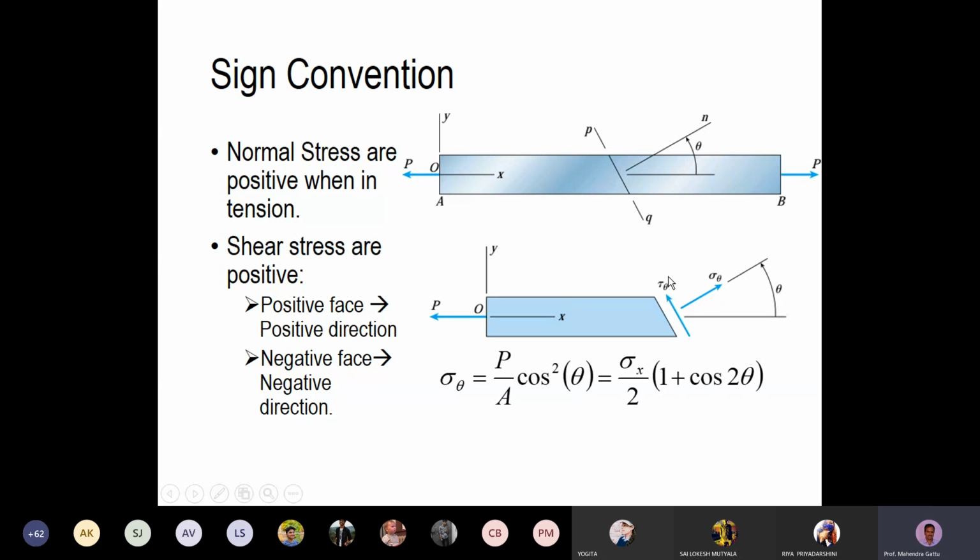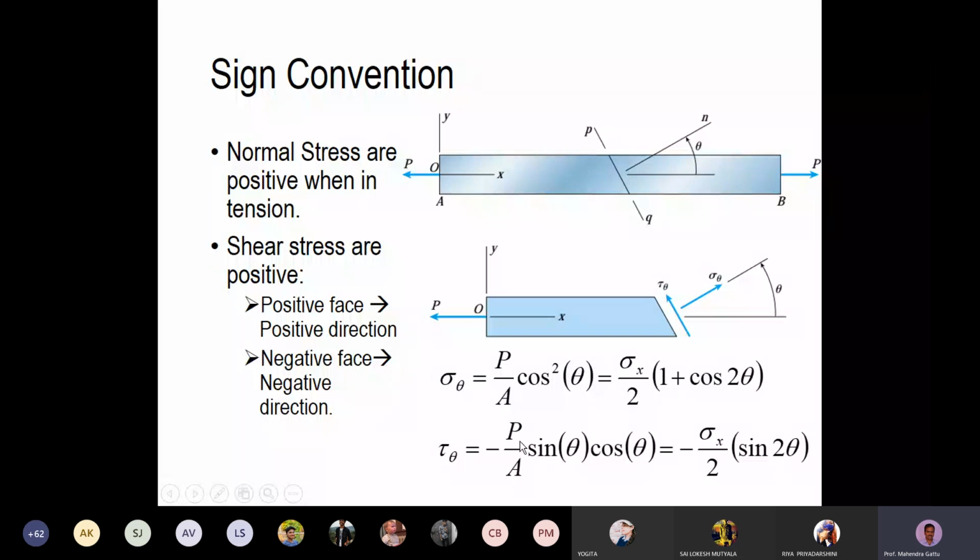So what we had is, since the actual shear stress force is acting down the incline, tau theta has a negative value here, minus P by A sin theta cos theta, which is minus sigma x by 2 sin 2 theta. So what we are doing here is cos square theta is written as 1 plus cos 2 theta by 2, and sin theta cos theta is written as 2 sin theta cos theta by 2. 2 sin theta cos theta is sin 2 theta. So this is how we rewrite this expression. Sigma theta is sigma x by 2 plus sigma x by 2 cos 2 theta, and tau theta is minus sigma x by 2 sin 2 theta.